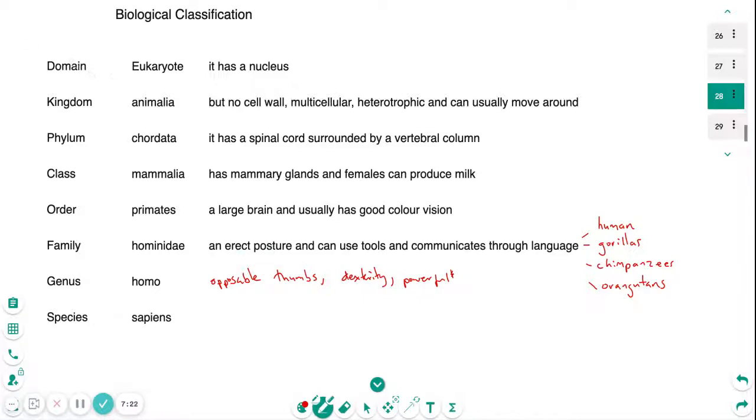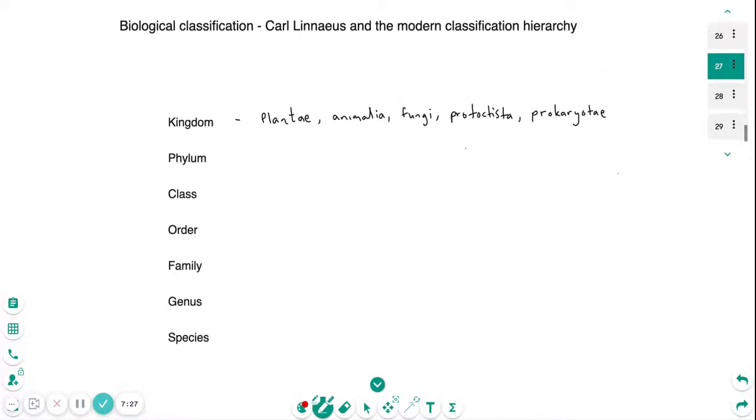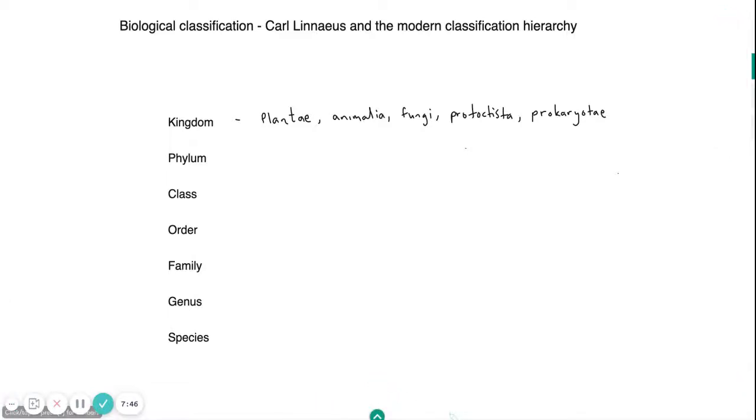Let's have a talk about, we've not mentioned this yet, something called the domain. So when Carl Linnaeus came up with these groups, he just said, right, all single-celled organisms with no nucleus, you are considered the prokaryotes. And then around 1990, another scientist called Carl Woese, let's just write his name. He came up with the domain system.